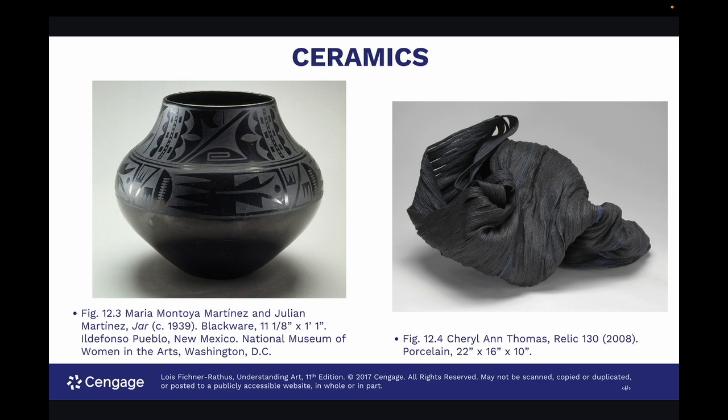So we have two examples here of coiling techniques. Maria Martinez and her husband were a pottery duo, and they are famous for their black on black technique. They were from the Pueblo of San Ildefonso in New Mexico, and you can see that the form itself is very symmetrical. So this was made by just rolling coils of clay and blending them together as they're stacked on top of each other. And the same technique was used by Cheryl Ann Thomas for the image on the right, but you can see it's a much more organic form.